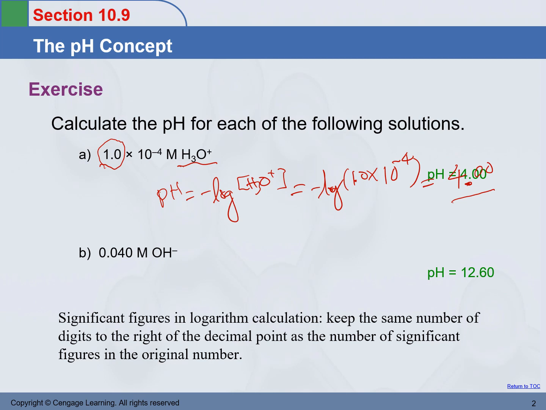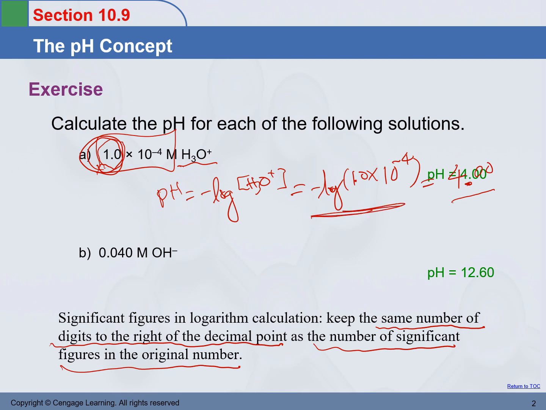Significant figures in logarithm calculation: you keep the same number of digits to the right of the decimal as the number of sig figs in the original number. In the original number, we have two sig figs. Therefore, in your logarithm calculation, you keep 2 digits after the decimal. That's what this statement is talking about.